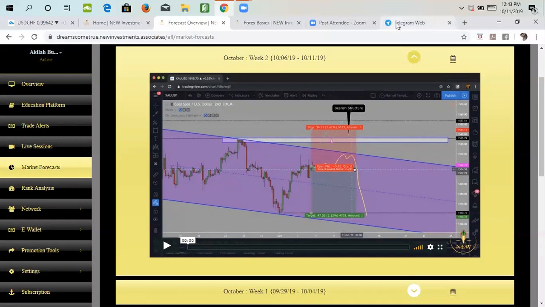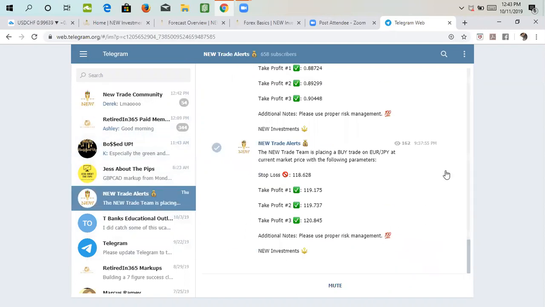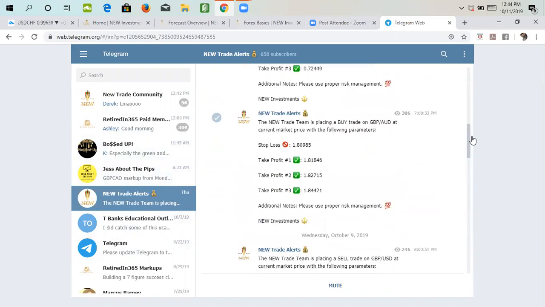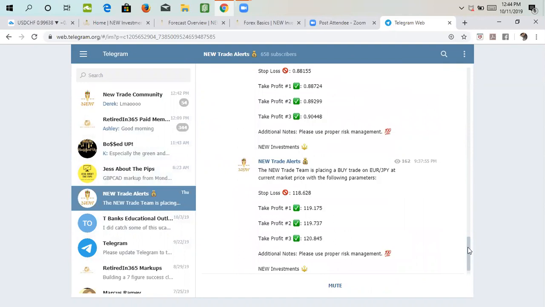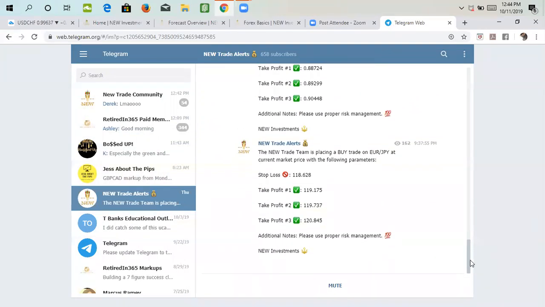Another thing you get access to is our Telegram. So our Telegram, this is also an app on your phone, and you also get the live trade alerts on your Telegram right here. So all those live alerts, if you can't access your back office from your phone, it'll also pop up on your phone like a text message, and you'll get these trade alerts right here. These are also sent out from the founders of this company.